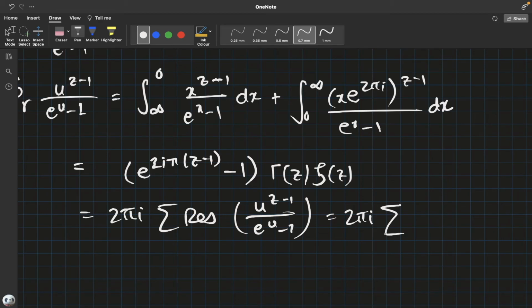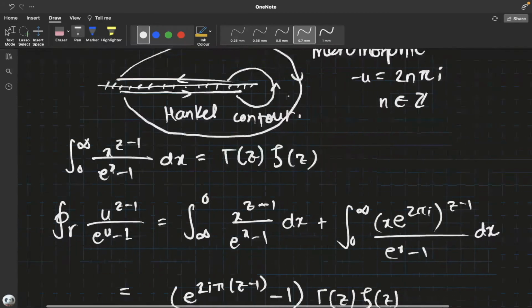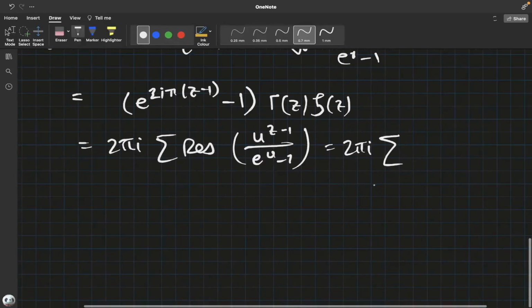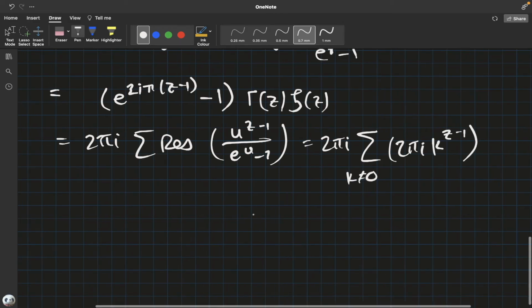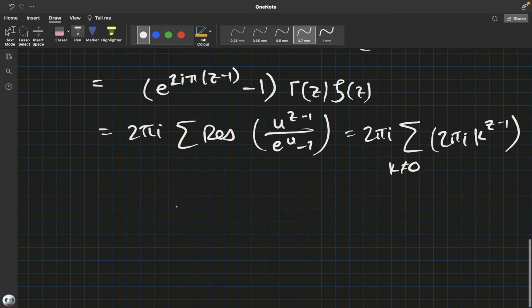We just won't calculate the residue at 0 because we excluded that from the contour. So k is not equal to 0. We evaluate everything. We have 2 pi i k to the z minus 1. That's the sum here. It's a geometric series. We can simplify it.